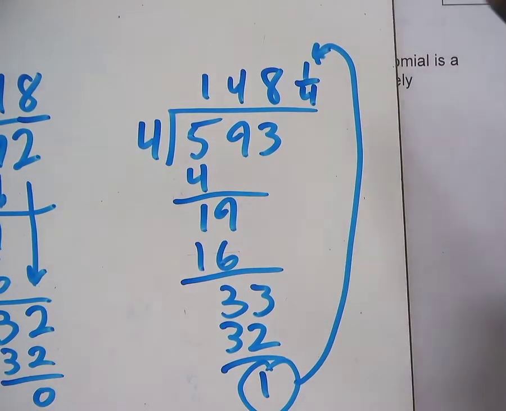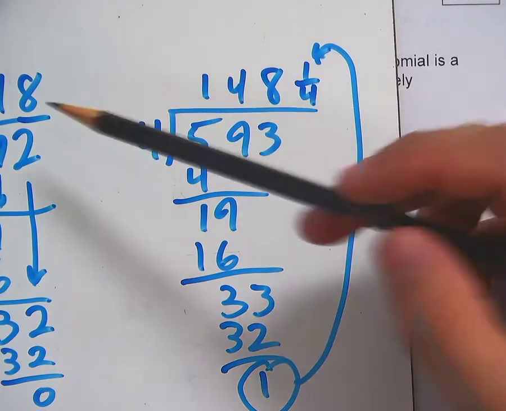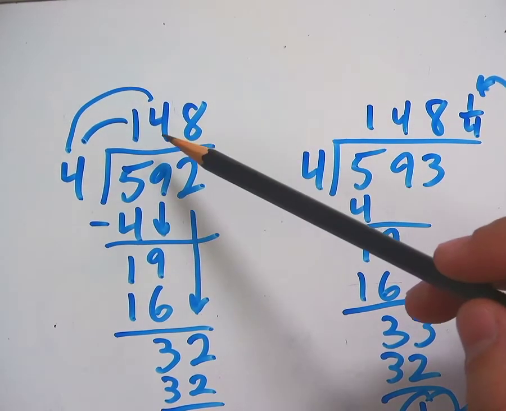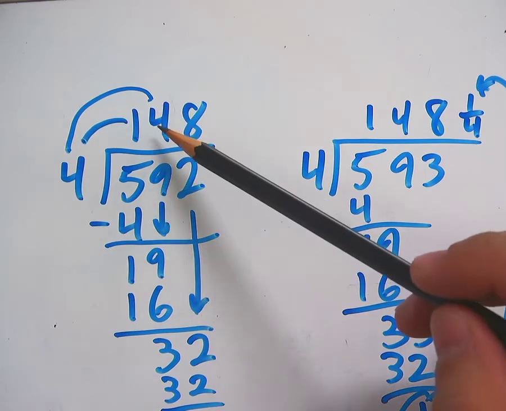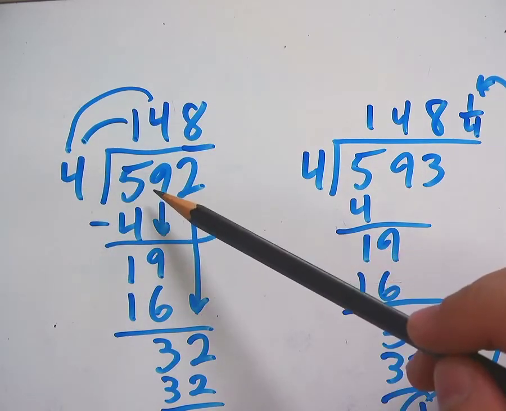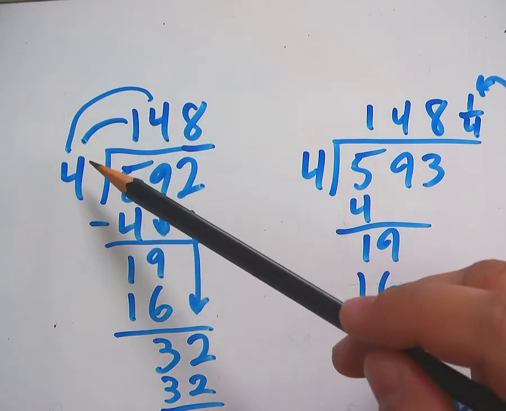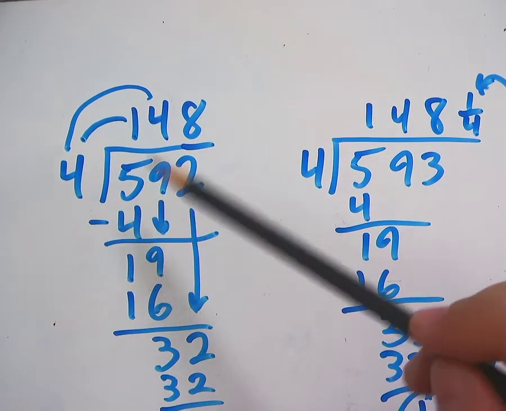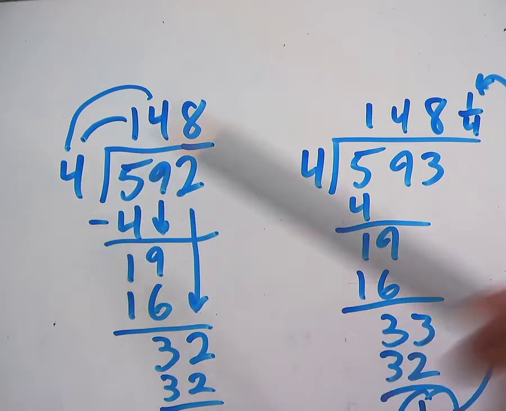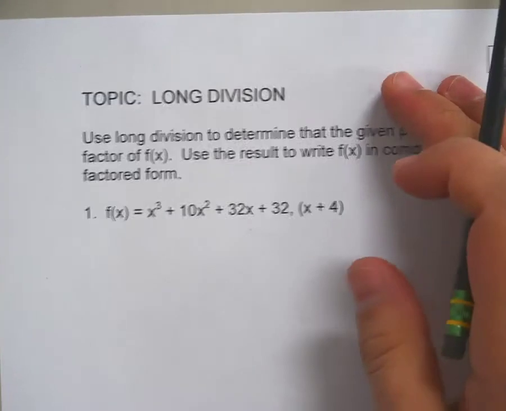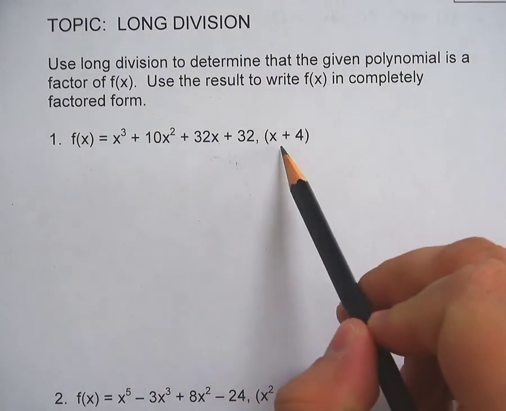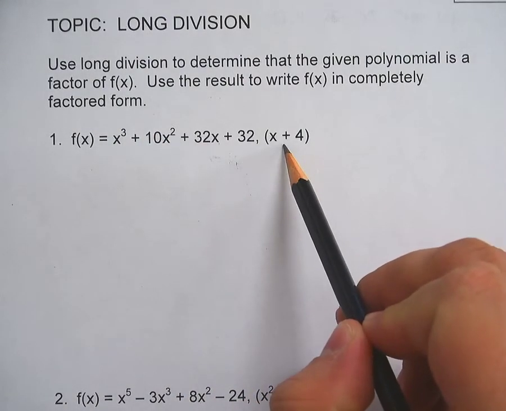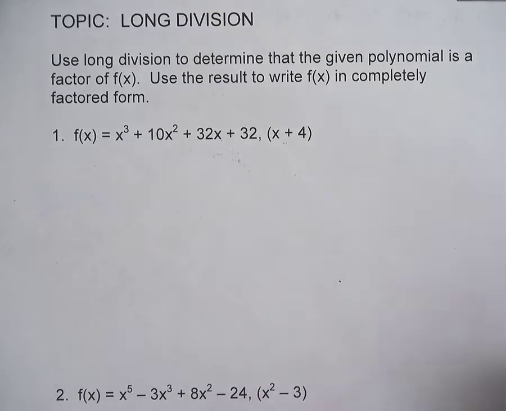Factors mean that this times this gives you 592, right? That means that 148 times 4 gives you 592. So 148 and 4 are factors of 592. These are your factors, right? So let's try this here. I'm dividing this, and I'm trying to figure out if this is a factor, so I'm going to divide it by x plus 4. So let's set it up.